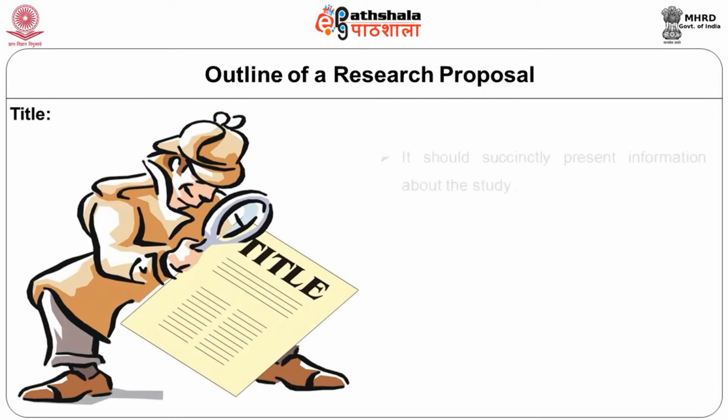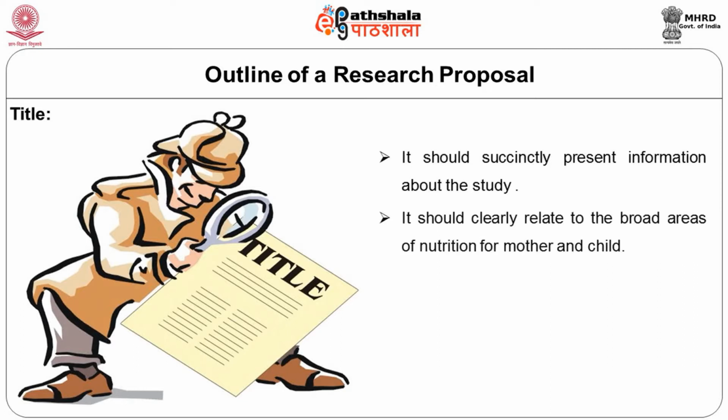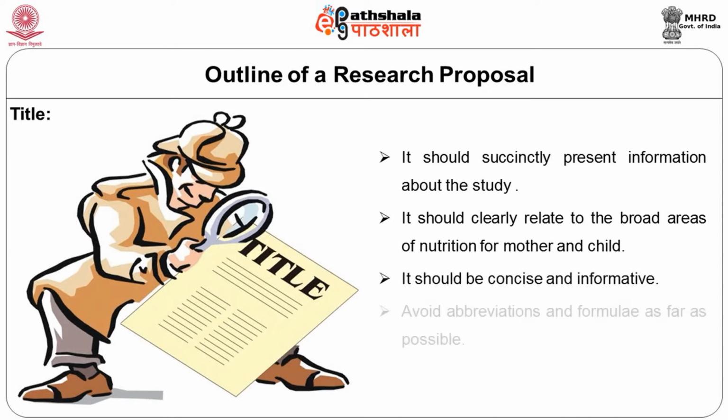What should be a title? A title should succinctly present the information about the study. In a cursory look, the reader should understand what you want to work on. It should clearly relate to the broad areas of nutrition, for instance nutrition for mother and child, or anemia. It should be concise and very informative. It is better to avoid abbreviations and formulae as part of the title unless it is a must. Otherwise, abbreviations and formulae are not very welcome in the title. The title should be as simple as possible, as crisp as possible, as short as possible.